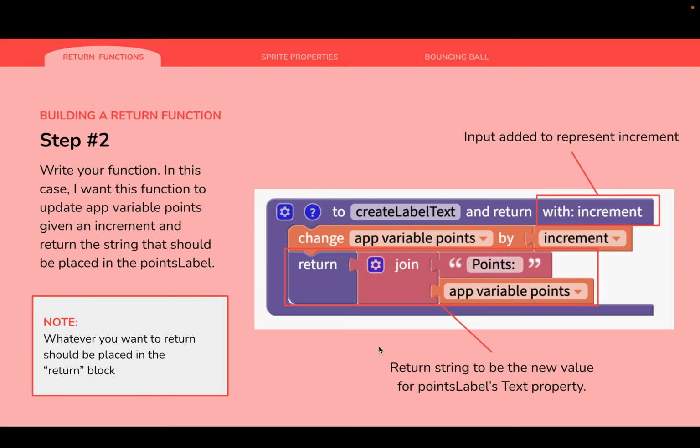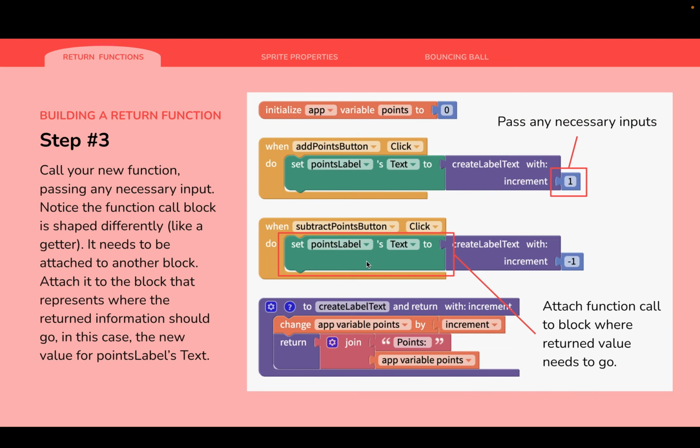Then down here in the return section, this is where I have placed the value that will be returned by this function. And I want to return the string that is going to be placed in the label. So I'm returning a string that is joined of the two pieces that are the string "points: " with a space and then the value of global variable points. So after this function executes, that value, that string "points" whatever, is going to be handed back to where I had called the function. So let's take a look at that.